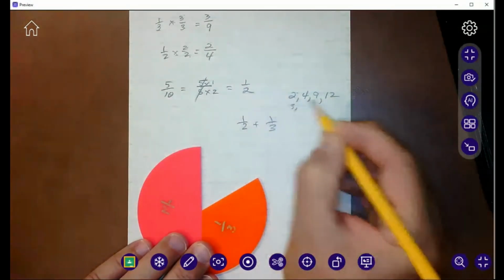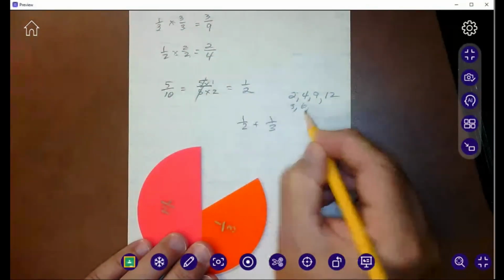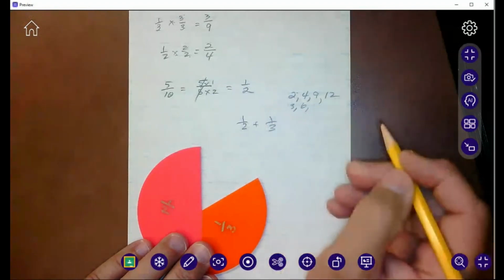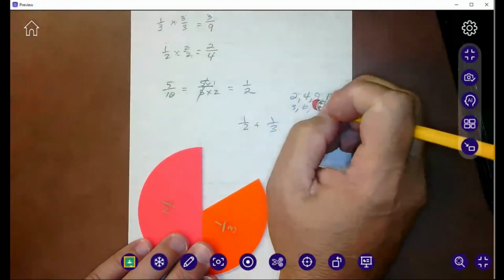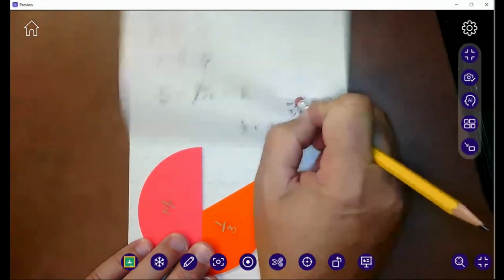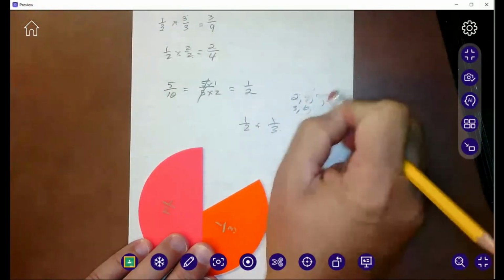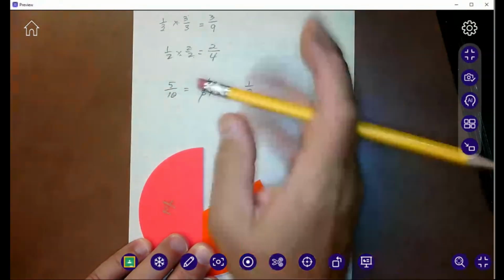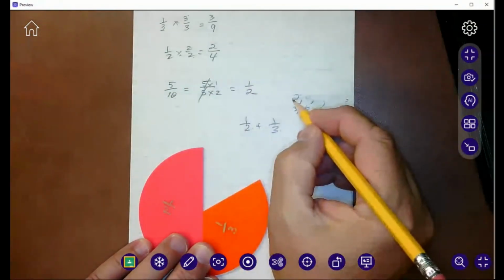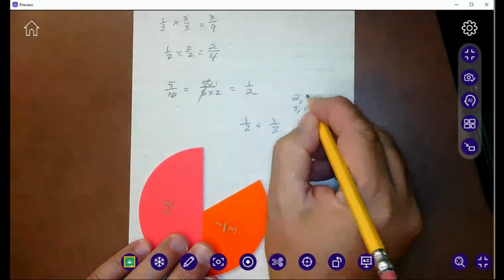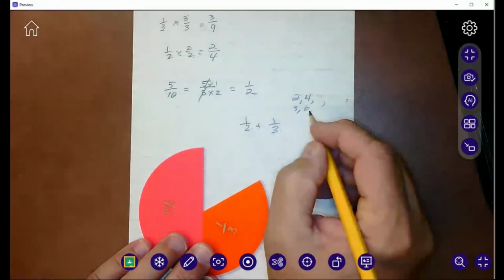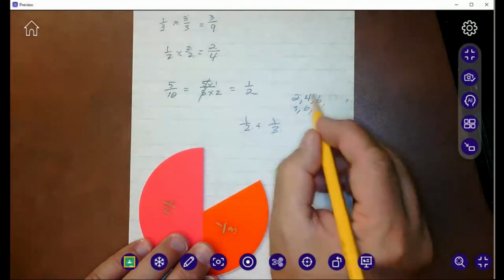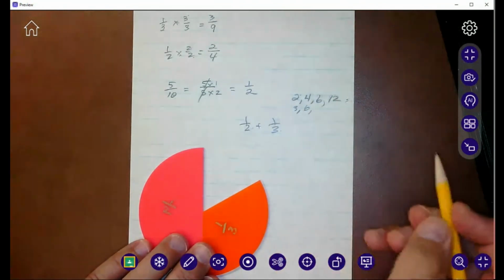3 times 1 is 3. 3 times 2 is 6. 3 times, and y'all, I am just being crazy today. Let's start over with 2. 2 times 1 is 2. 2 times 2 is 4. 2 times 3 is 6, not 9. 2 times 4 is 12.